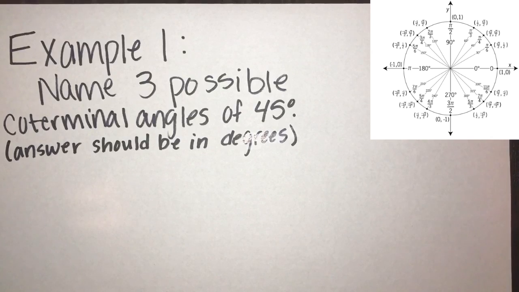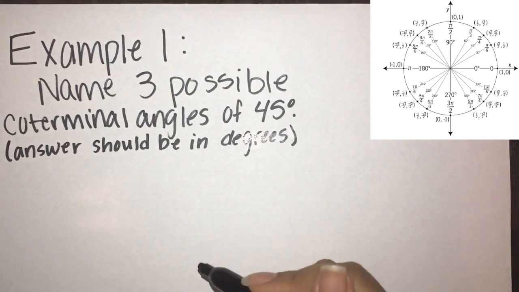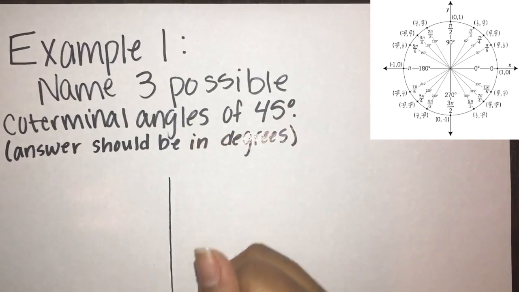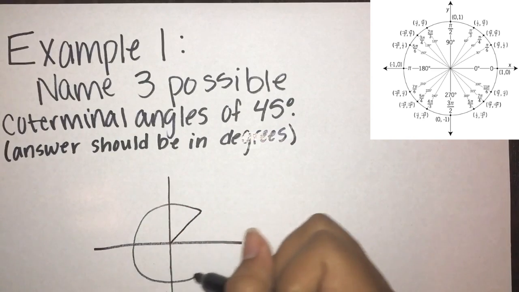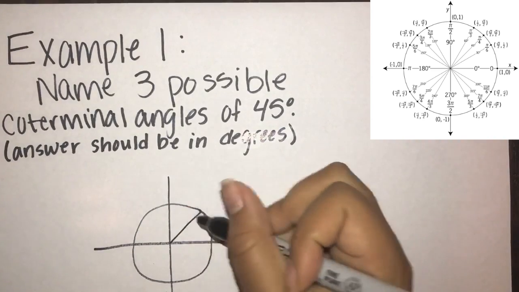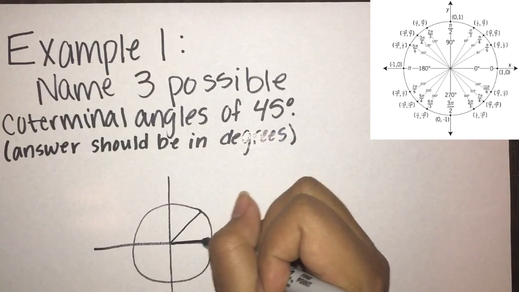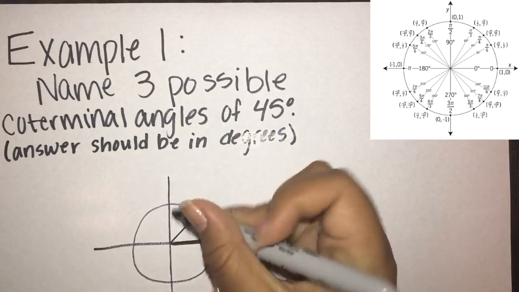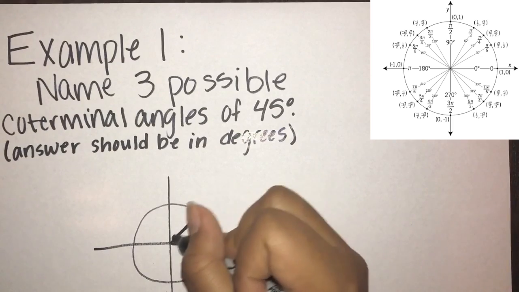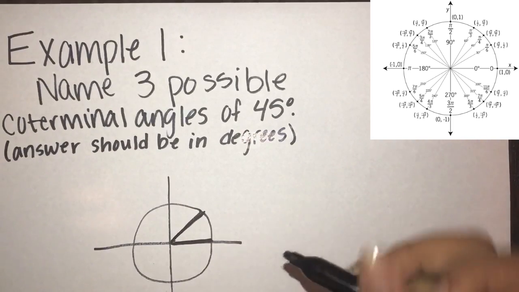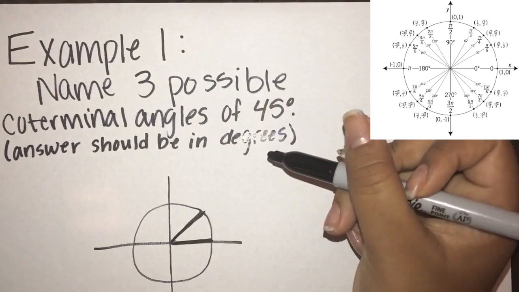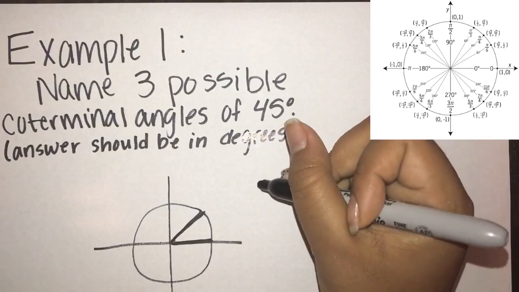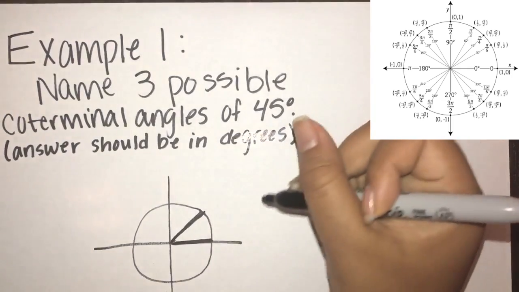Referring back to the unit circle that we already know, we can see that they want 45 degrees. So if you were to draw this, it would be about right here on the unit circle. This is the starting angle, and this is the terminal angle. If we look at this, we can figure out how to find the possible terminal angles by adding and subtracting 360.